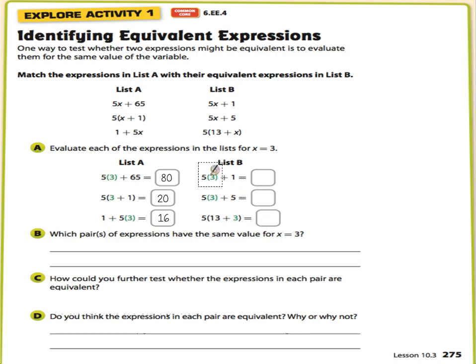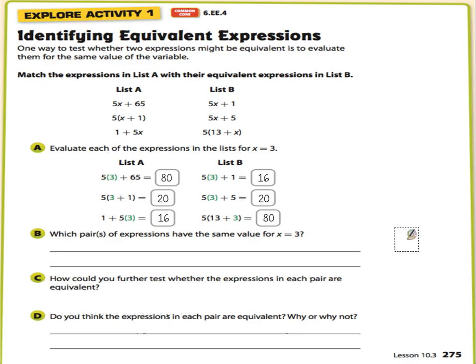All right, then I'm going to go through list B and do the same thing. So here I notice that 5 times 3 plus 1, well, that's the same thing as I did here. I just changed the order. I still do 5 times 3 first, and I get 15, and I add 1. And it still gives me 16. Here I have 5 times 3 plus 5. So when I do 5 times 3, I get 15 plus 5 gives me 20. And then here I have 5 times the quantity 13 plus 3. I have to do 13 plus 3 first, which gives me 16. And 16 times 5 gives me 80.